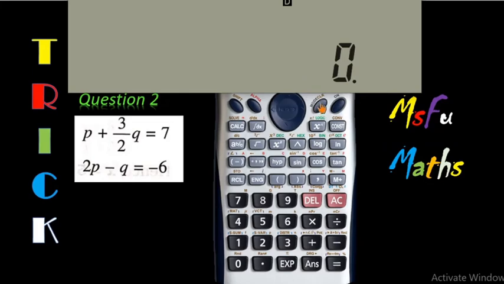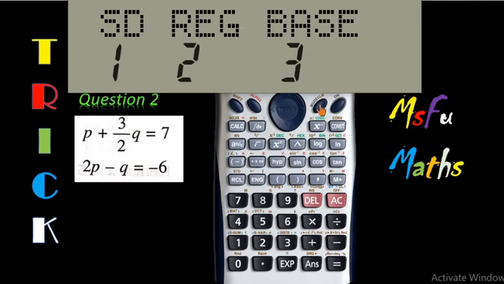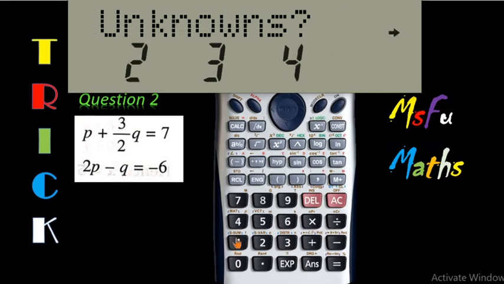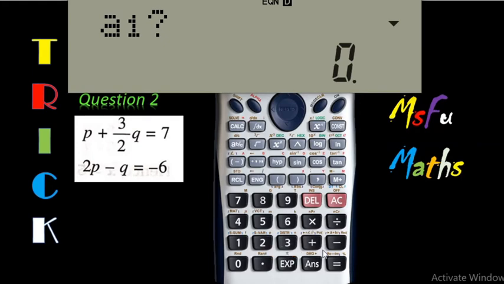How to do it again? The first step, mode, mode, mode, 3 times. Go to equation, press number 1. Unknowns, we choose 2. Okay, we choose number 2, because we have 2 unknowns. And then insert all your values here. A1 here is, if you don't see any numbers, it means 1. So we press 1, 1 equals. Doesn't matter if you have fractions here, we can still press that.